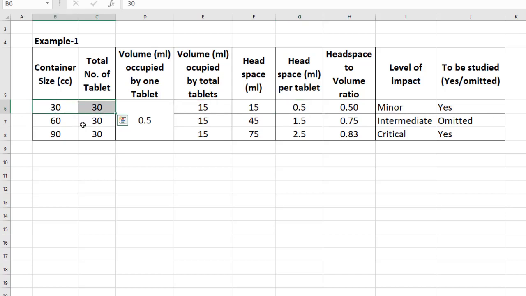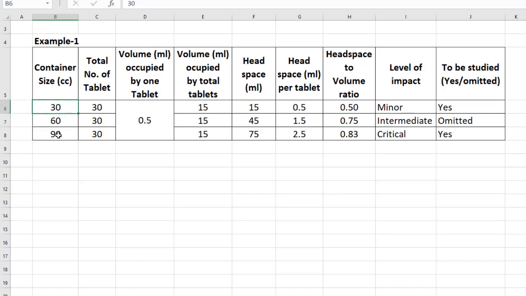Let us understand the headspace per tablet for the 60 cc container. As there are 30 tablets, right? The headspace available is 45 ml, and then the headspace in ml per tablet will be 1.5. That means you can imagine that the exposure for the humidity, for the oxygen will be greater in the 60 cc container as compared to the 30 cc container.